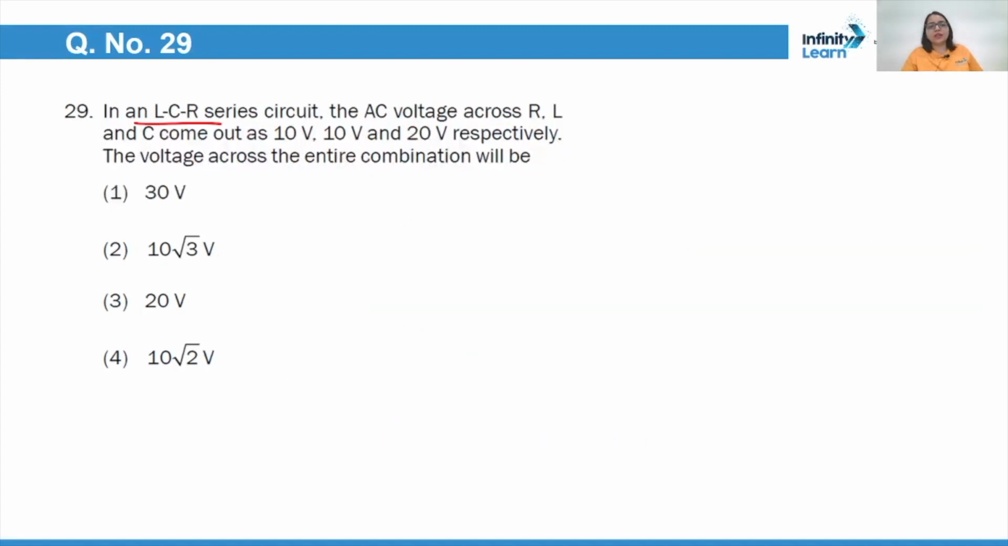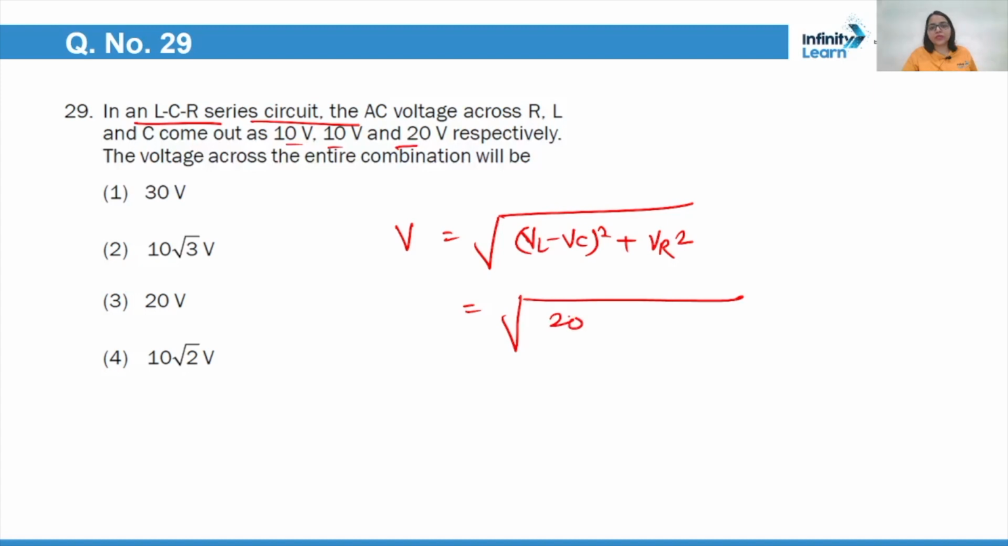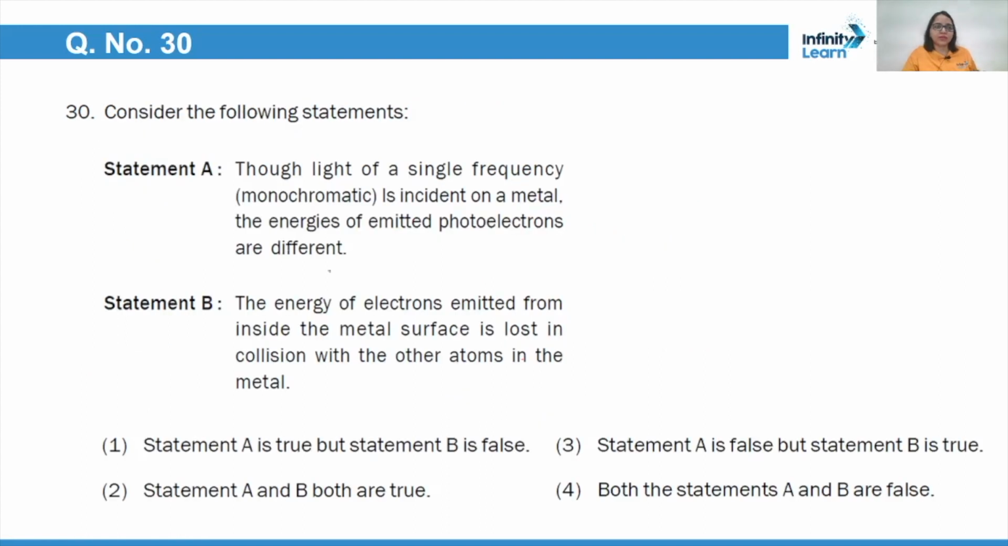Question number 29, in an LCR series circuit, AC voltage across R, L and C are 10, 10 and 20 respectively. What is the total voltage across the entire combination? So this is the square root of (VL minus VC) whole square plus VR square. So this will be 20 minus 10 whole square plus 10 square, which is 10 root 2 volts, which is option 4.